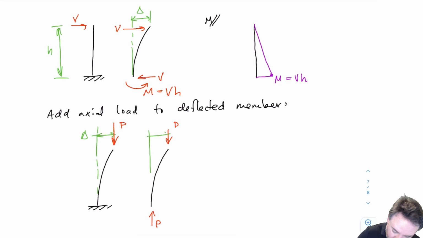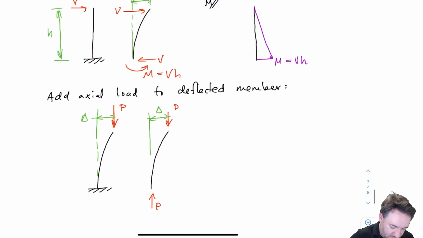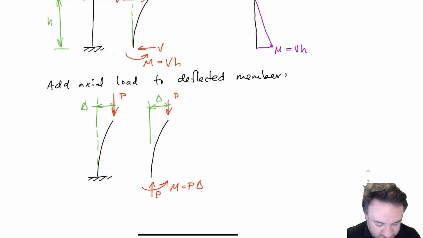These two P's form a couple, and they're separated by this eccentricity delta. And so in order to finish this free body diagram, I'm going to have to add a moment to resist that couple. It's going to be at the base here because that's the only place where we can have a moment, and it's going to be P times the eccentricity delta.